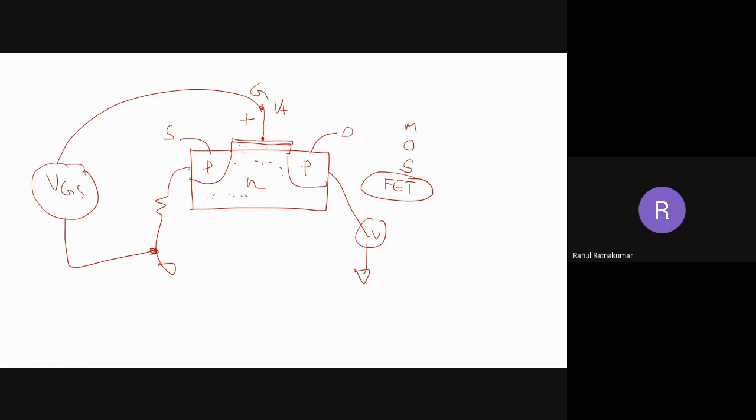If I give a positive voltage, what happens? All these electrons will accumulate on the top layer, and there will not be conduction. Resistance will increase. But if I apply a negative voltage, what happens? All the electrons will be repelled from the surface of the semiconductor to the bottom.